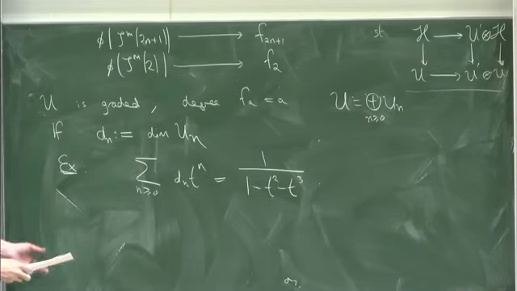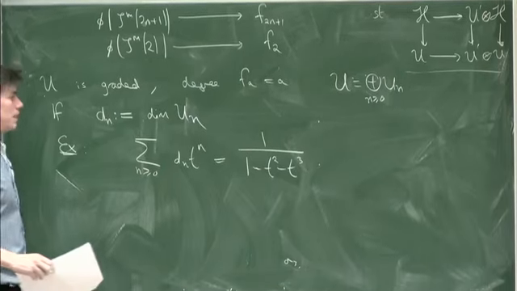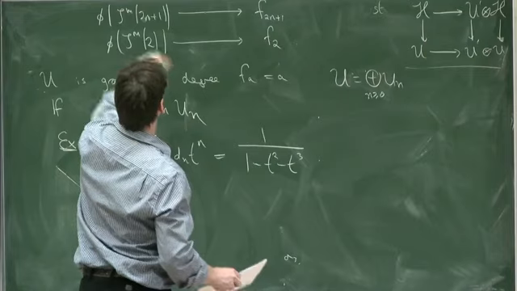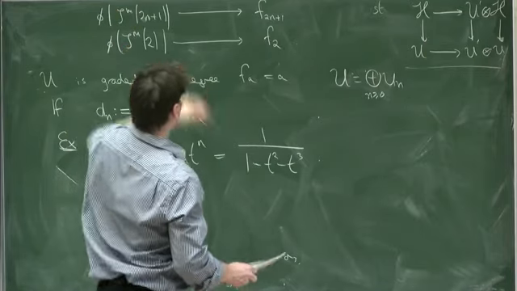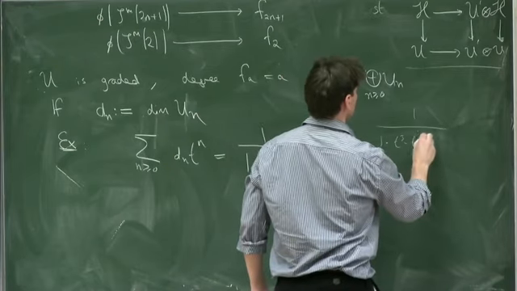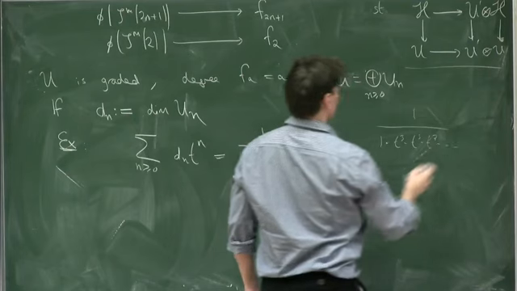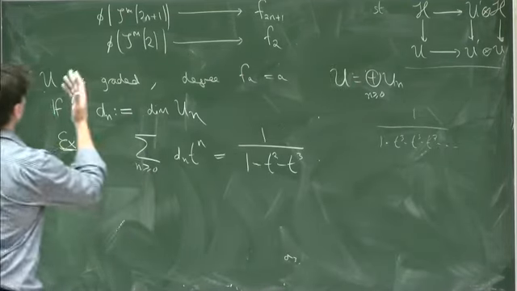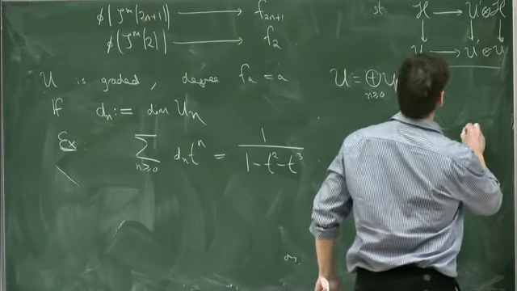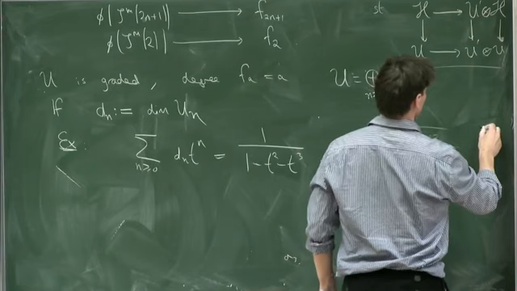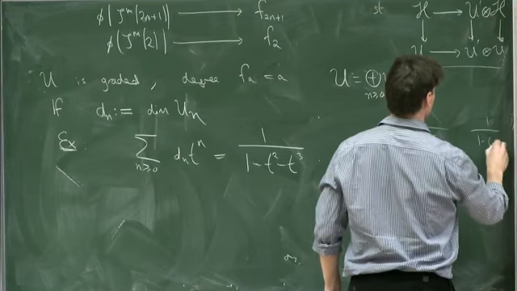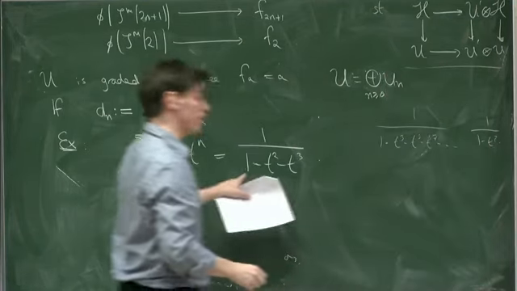Oops, I'm running out of time. Basically the exercise is that you compute the Poincaré series for U prime. It's something like 1 over 1 minus t cubed minus t to the 5 minus t to the 7, because it's cogenerated by those elements. Then you multiply by the Poincaré series of something generated in even degree, 1 over 1 minus t squared, and you work it out and you get this.